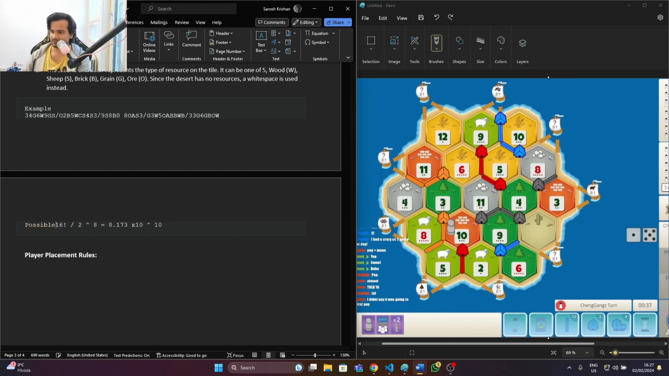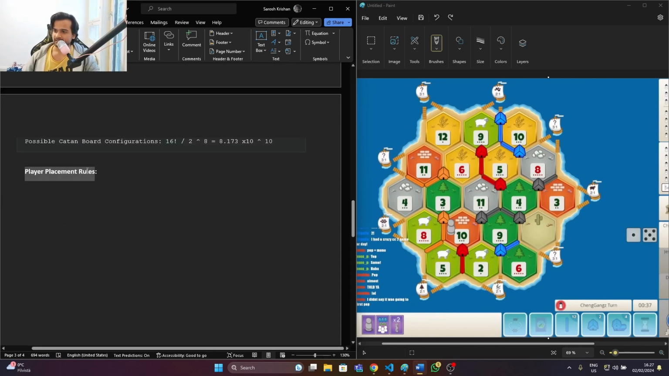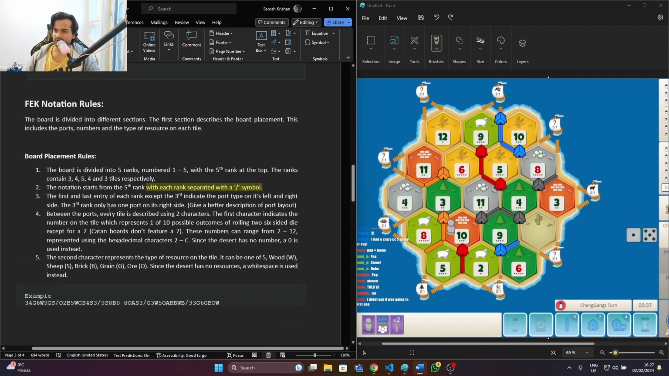Possible Catan board configurations. Yeah, okay. So player pays. Okay, yeah. So far we had these rules.